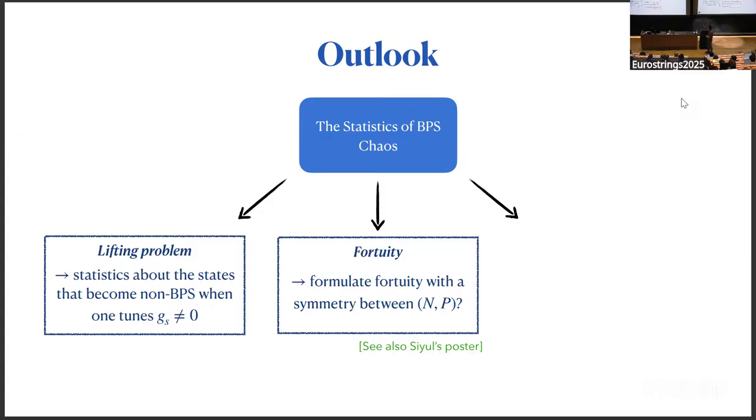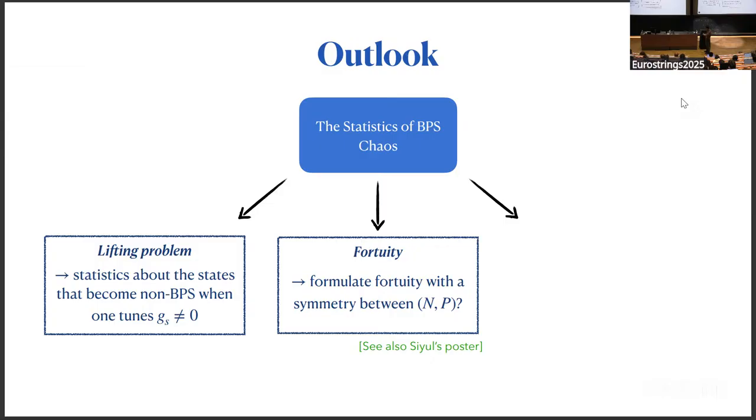If you think about fortuity, usually it's something that depends on only n, whereas here this analysis of chaos seems to depend on n and p, and above all the formulas are almost symmetric between n and p. So is it possible to define a notion of fortuity that depends on n and p and see that there is a symmetry between n and p?